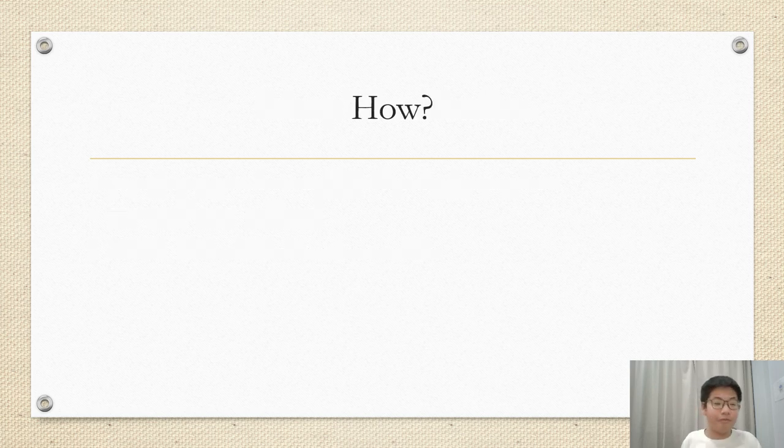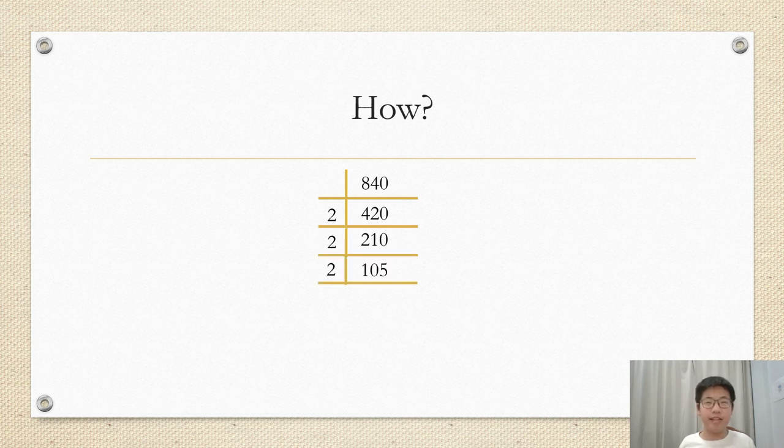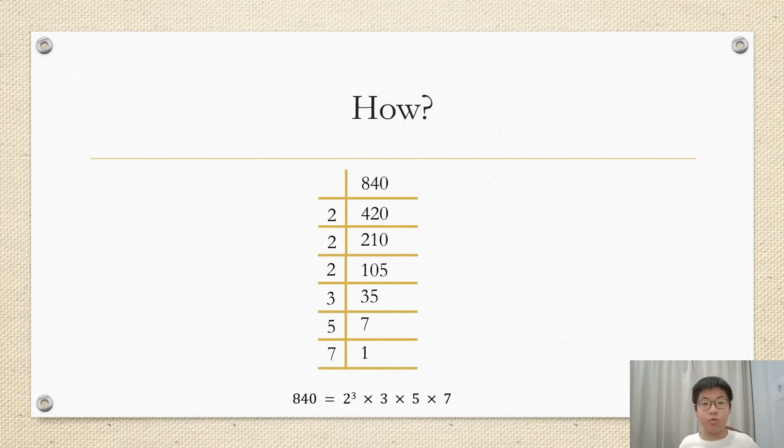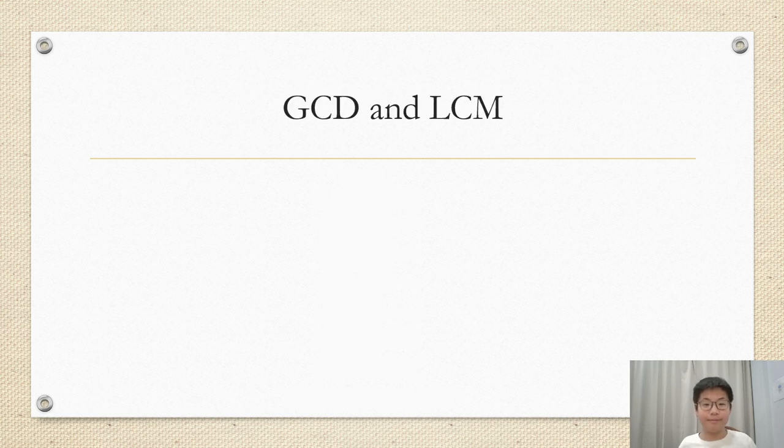How do we do prime factorization? It's simple. We do repeated division. Let's start with 840. We can divide this by 2 to get 420, divide by 2 again to get 210, divide by 2 to get 105. But 105 is not divisible by 2 anymore, so we divide by 3, the next largest prime, then we get 35. Cannot be divisible by 3, so we go to 5, and then 7. Once we have reached 1, we can safely conclude that the prime factorization is complete. So 840 is 2 cubed times 3 times 5 times 7.